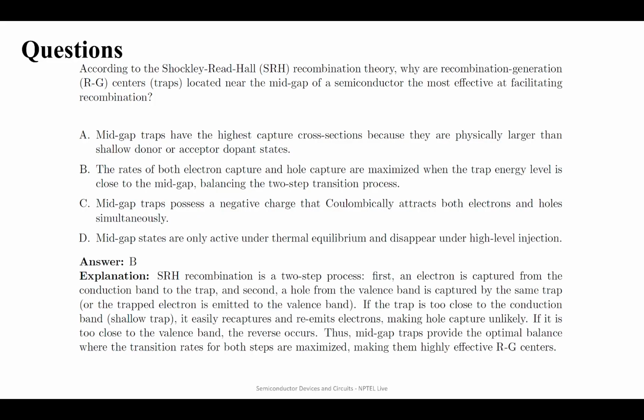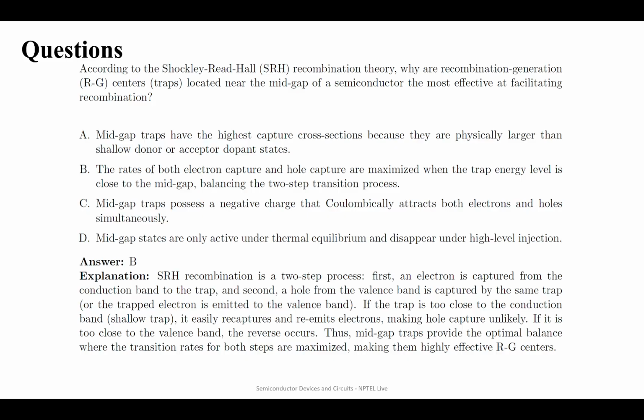So the answer to this will be B. So SRH recombination is a two-step process. First, an electron is captured from the conduction band to the trap, and second, a hole from the valence band is captured by the same trap. Or in other words, the trapped electron is emitted to the valence band.